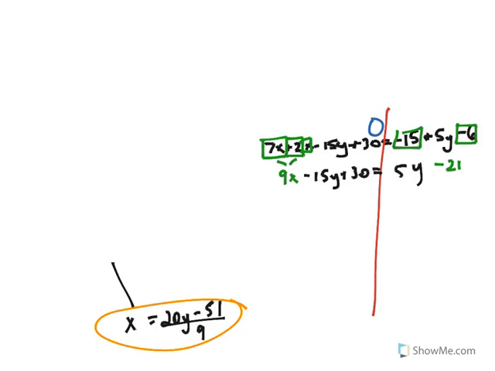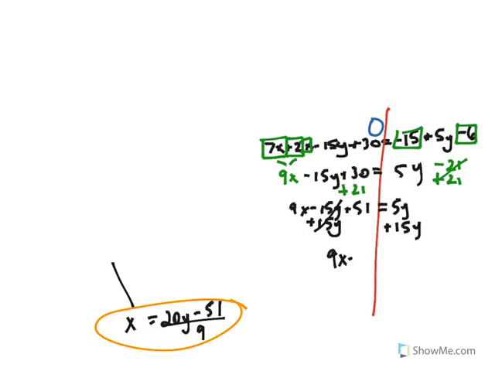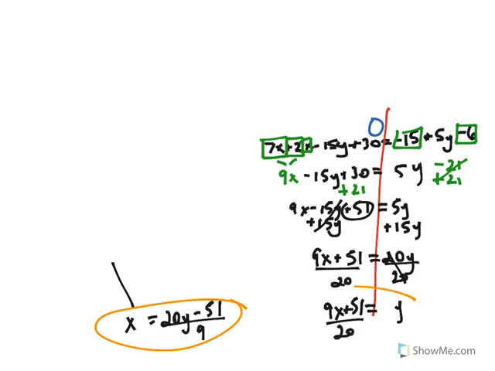And now I'm solving for y, so I want to get y by itself. So let me move this 21 away from the y, and I get 5y equals 9x minus 15y plus 51. I'm going to move this 15y here to be with the other y, and I get 9x. Oh no, the sign is plus 51, I'm sorry. So I get 9x plus 51 equals 20y. Divide by 20, divide by 20, y equals 9x plus 51 divided by 20. And that is my answer.